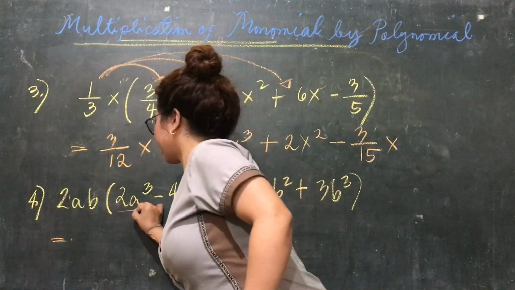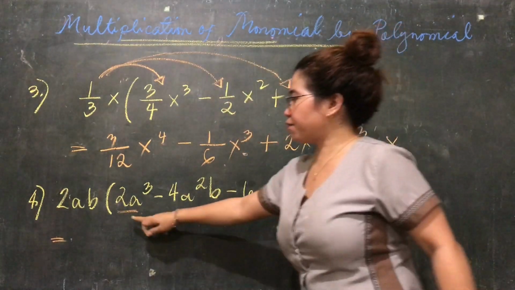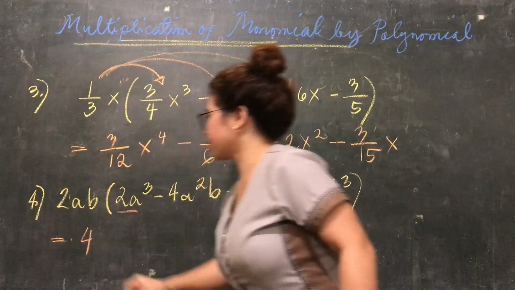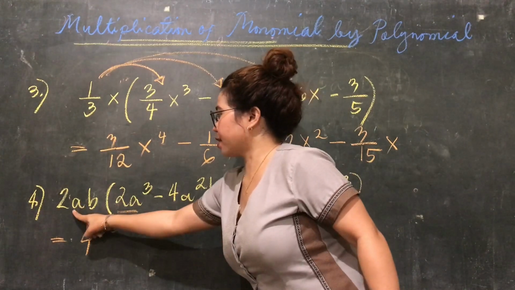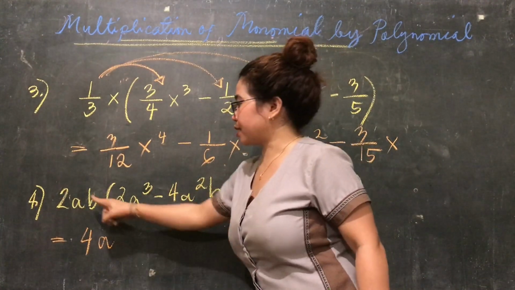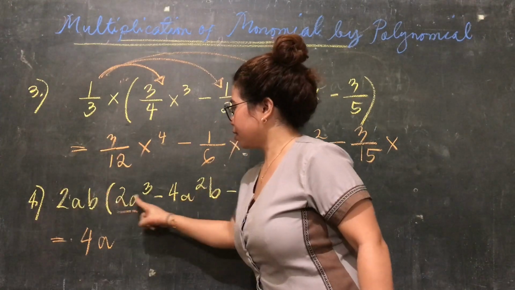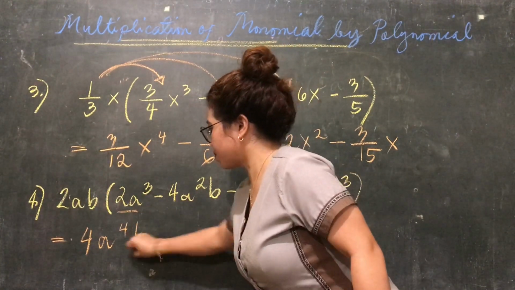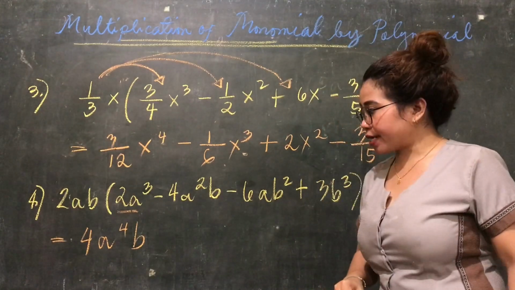Let's focus on the first term. 2 times 2, you have 4. Copy A. The A outside and the A inside, copy A and then add the exponents. The 1 there, 1 plus 3, you have 4. Then don't leave out B, copy it too.